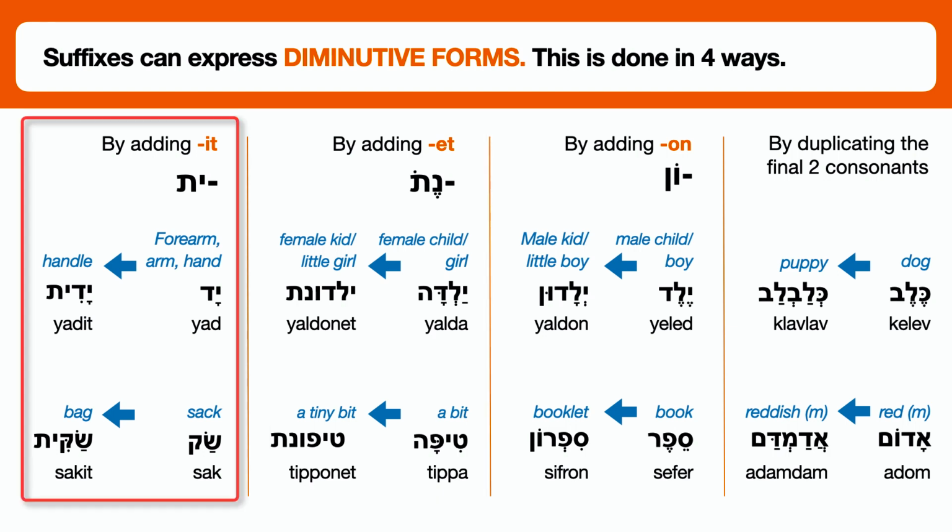Tiponet actually can also mean a droplet. And we can also add the suffix it in these cases, such as when we want to say handle. So forearm, arm, and hand is yad in Hebrew. And to say handle, which is a little hand, we say yadit. Yad, yadit. Another example is sack. It's sak in Hebrew. Pretty much the same. And to say a bag, we say sakit. Sak, sack, sakit, bag. So yad, yadit, sak, sakit.